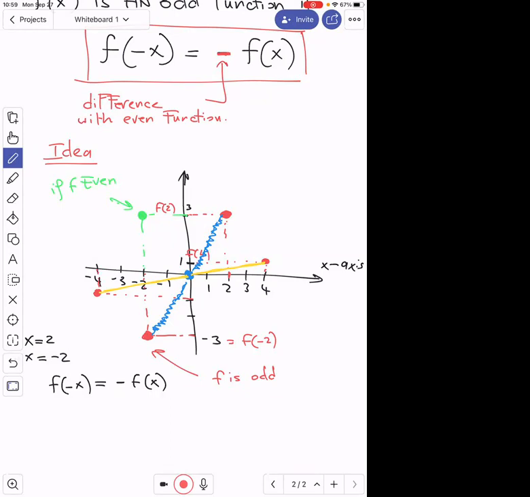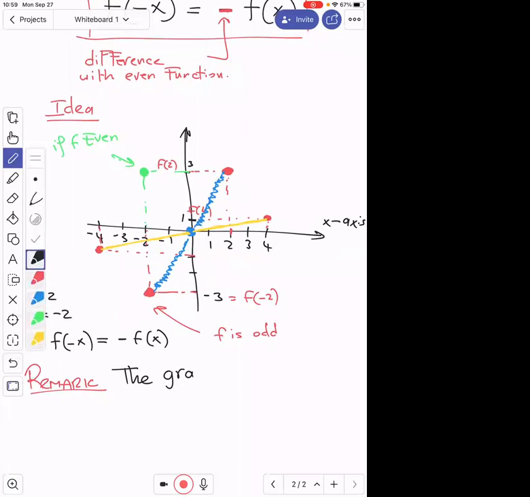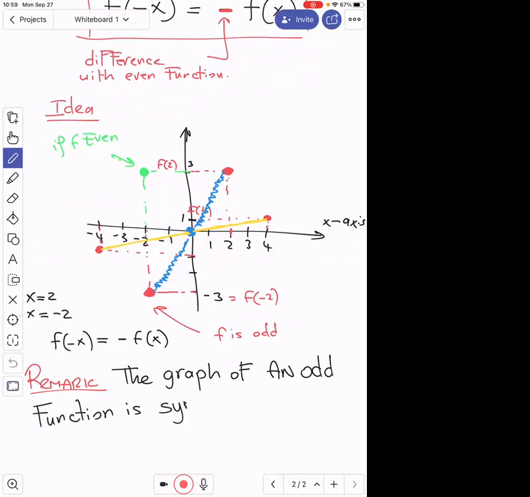So the remark here is that the graph of an odd function is symmetric about the origin. And the origin is just the point 0, 0.